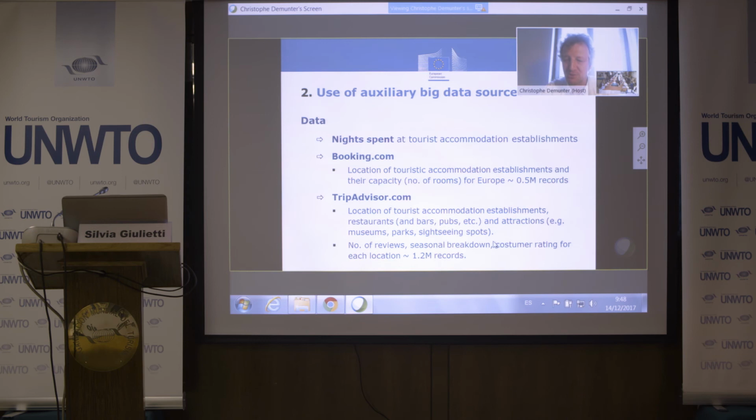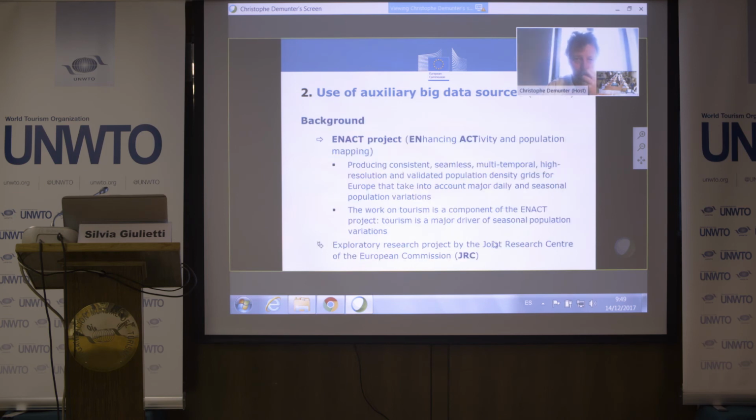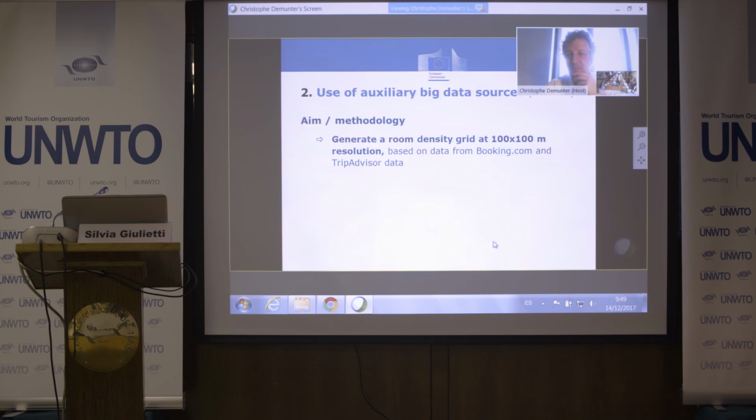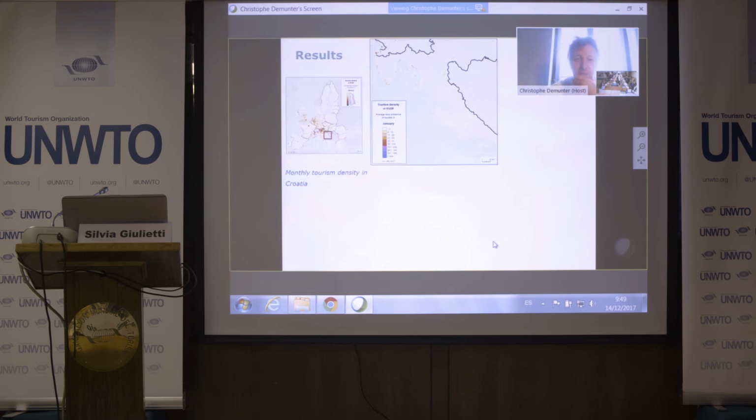So whereas the previous study is more using the capacity as such, here by looking at the distribution of the reviews, they also try to take into account a bit the distribution over the year. I will not go into the detail. This is the background of this JRC project. So the aim that they had was to generate really small grids of 100 meter by 100 meter, as I said, based on data from Booking and TripAdvisor.